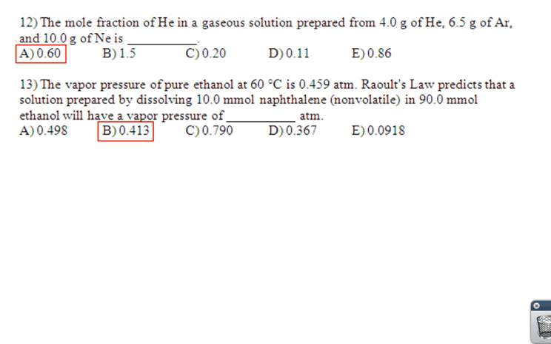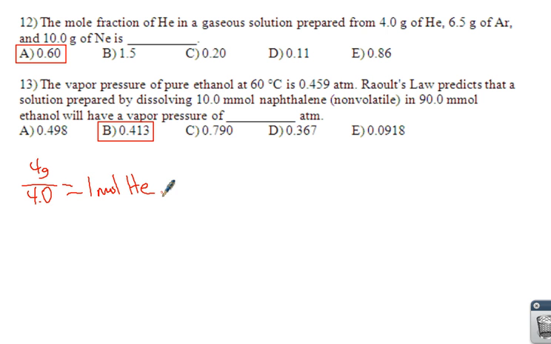Number 12, mole fraction. So there are multiple gases going on here, so we're going to have to do a lot of little math. Convert each of these 3 gases into moles. So 4 grams of helium, the molar mass of helium is 4, so that is 1 mole of helium.